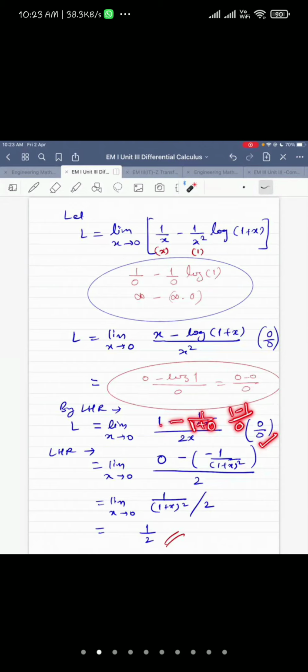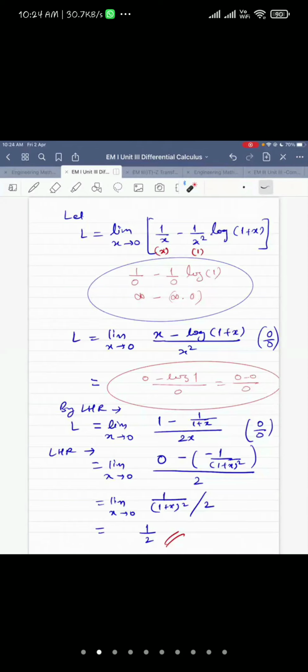Now whenever you have 0 by 0 form, you apply the LHR. So once again LHR is applied, right? And then the derivative of 1 is 0 and the derivative of 1 by t is minus 1 by t square. This minus minus is becoming plus and we get this term. Okay? And the derivative of 2x is 2, so it gives you the answer when you substitute, right?